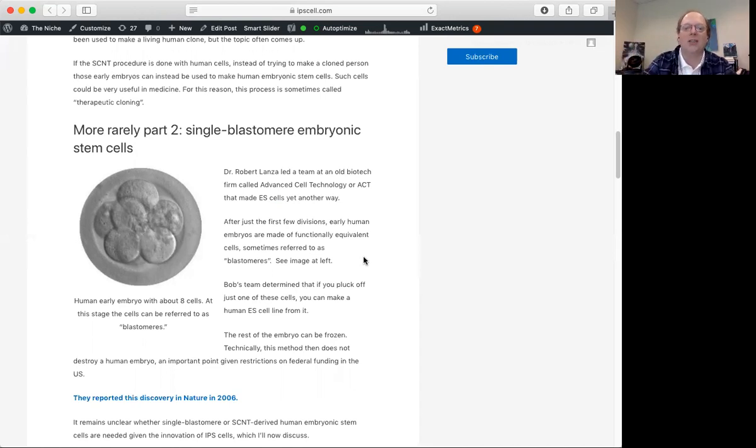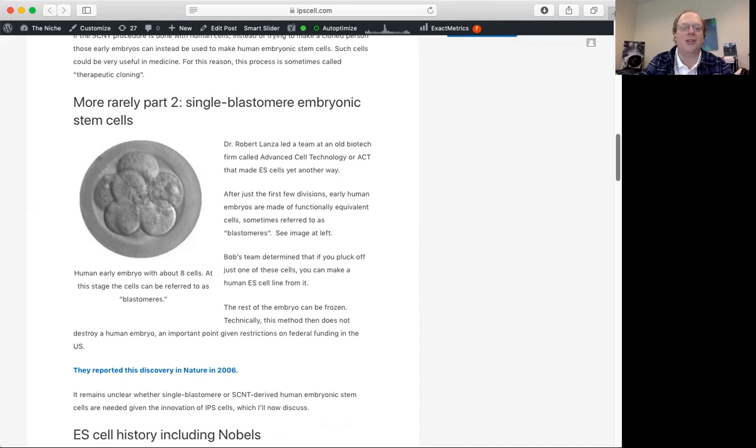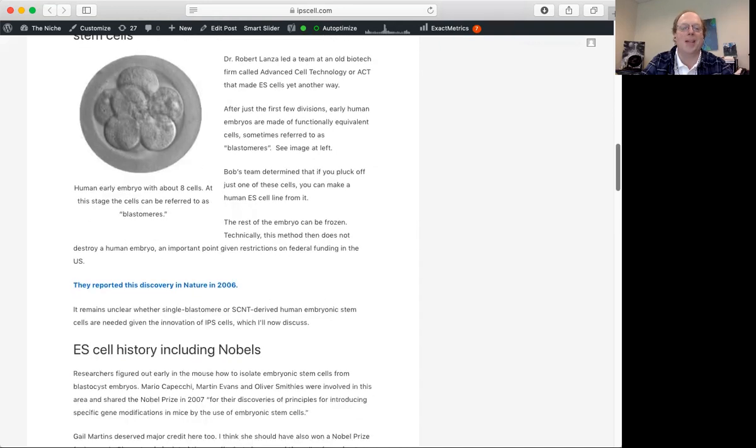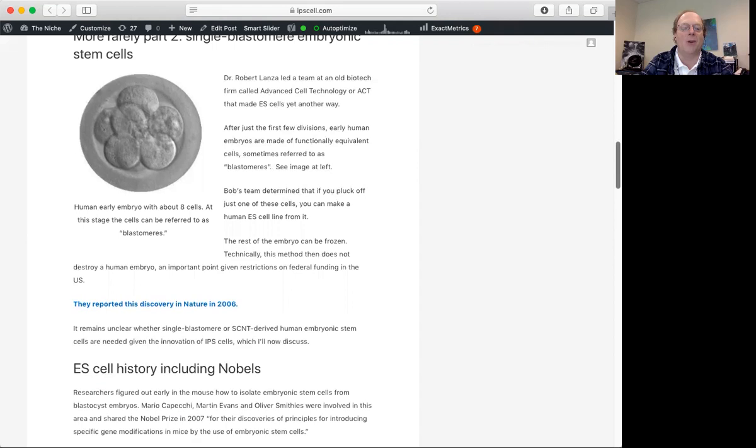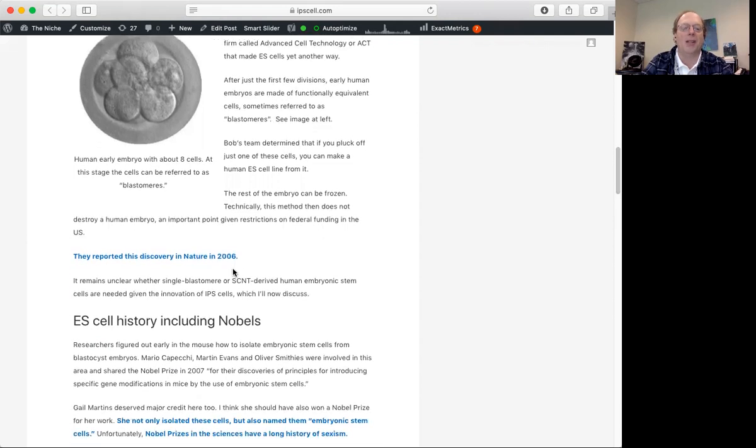And just from one cell, sometimes if you do it just right, you can grow an embryonic stem cell line from that one cell. And remarkably, the other 7 cells, the rest of that embryo that has, say, 7 cells or sometimes maybe only 9 cells left, is still viable. It actually still can function and develop. And you can freeze that embryo back down if you want. So this was reported in Nature back in 2016, that you could do this so-called single blastomere method.